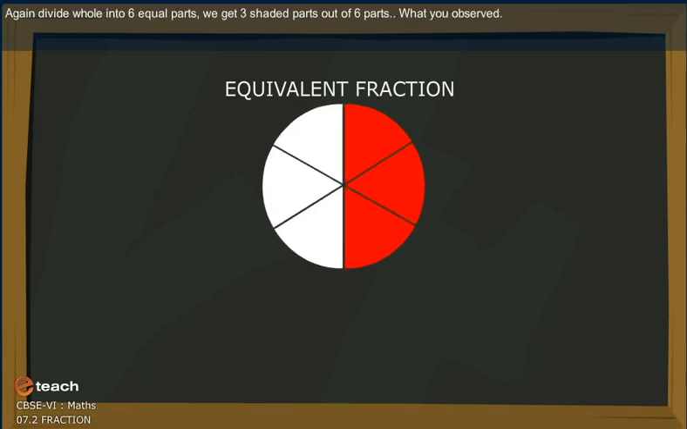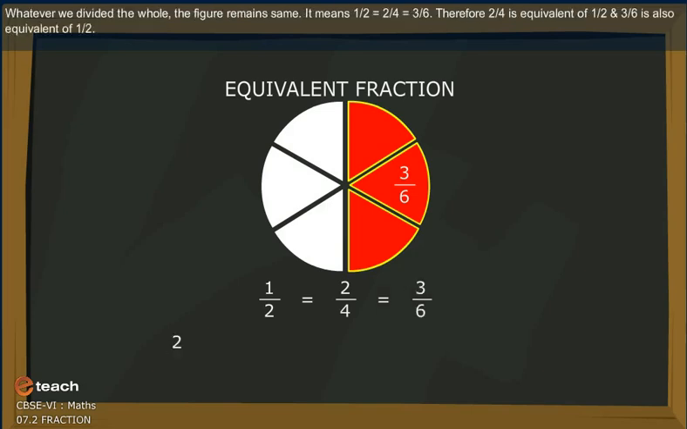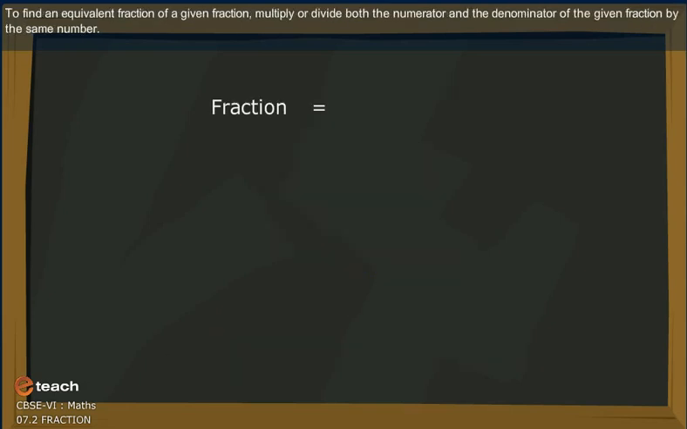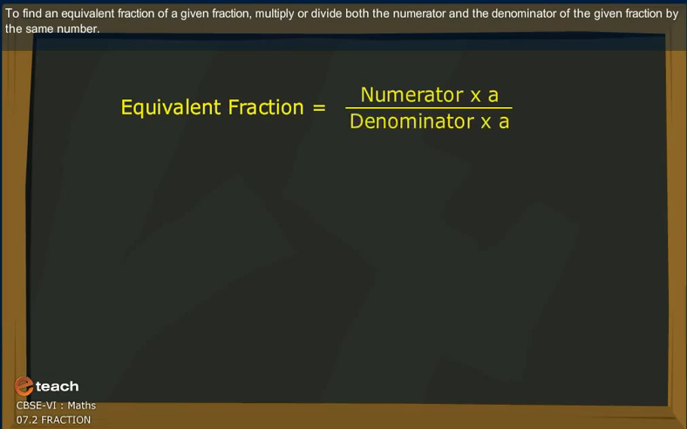Again divide the whole into 6 equal parts. We get 3 shaded parts out of 6 parts. What do you observe? However we divided the whole, the figure remains the same. It means half is equal to 2 by 4 is equal to 3 by 6. Therefore, 2 by 4 is equivalent of 1 by 2 and 3 by 6 is also equivalent of 1 by 2. To find an equivalent fraction of a given fraction, multiply or divide both the numerator and the denominator of the given fraction by the same number.